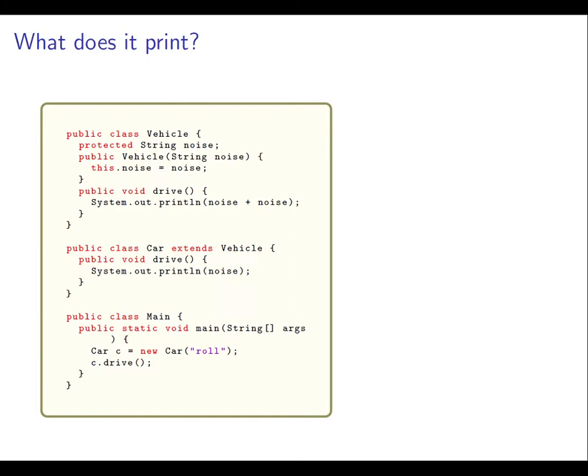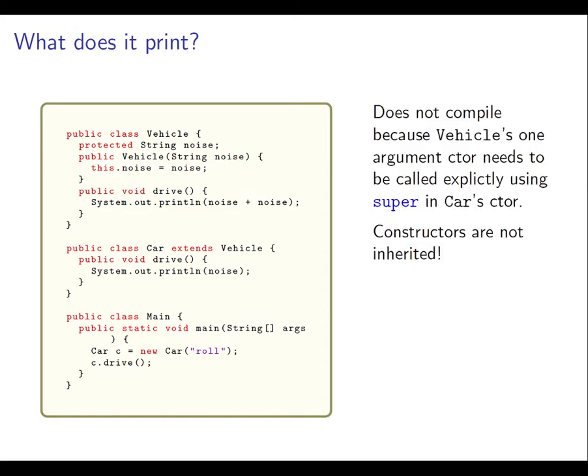What about this one, which does have a protected? Pause and think. This one doesn't compile for a different reason. Why doesn't this one compile? This one doesn't compile because vehicle has only a one argument constructor, and so when the Java system attempts to invoke a zero argument constructor in order to construct a car object, it doesn't work because there isn't one.